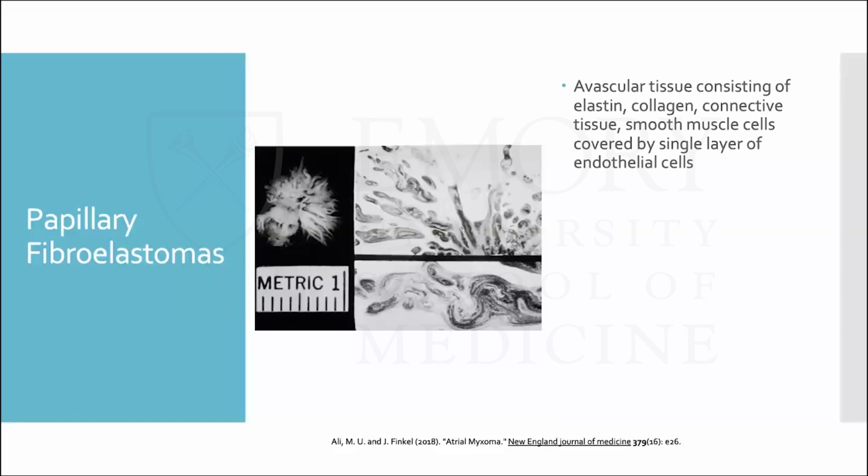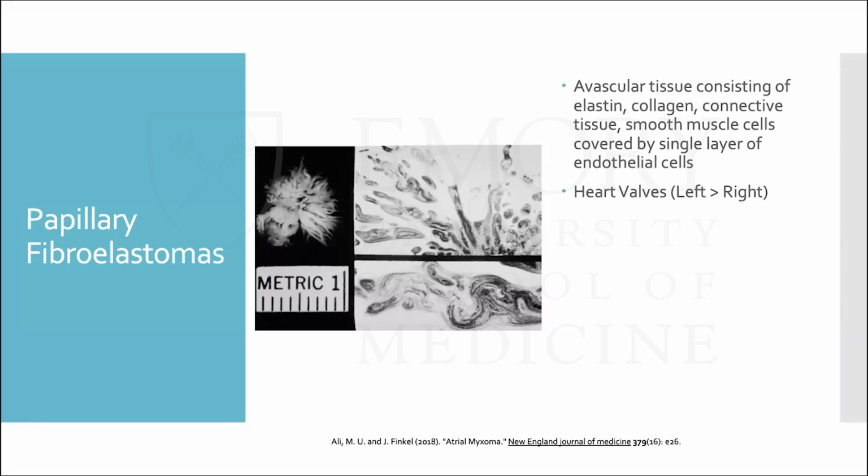And these tumors are an avascular tissue consisting of elastin, collagen, and connective tissue, and they're surrounded by a single layer of endothelial cells. Grossly, these tumors have been described as a sea anemone, with a pedunculated stalk and filamentous arms extending out. And they have a predilection, like I mentioned earlier, for heart valves. The aortic valve is the most common, then the mitral valve, and then they could also occur less commonly in right-sided valves like the tricuspid and pulmonic.